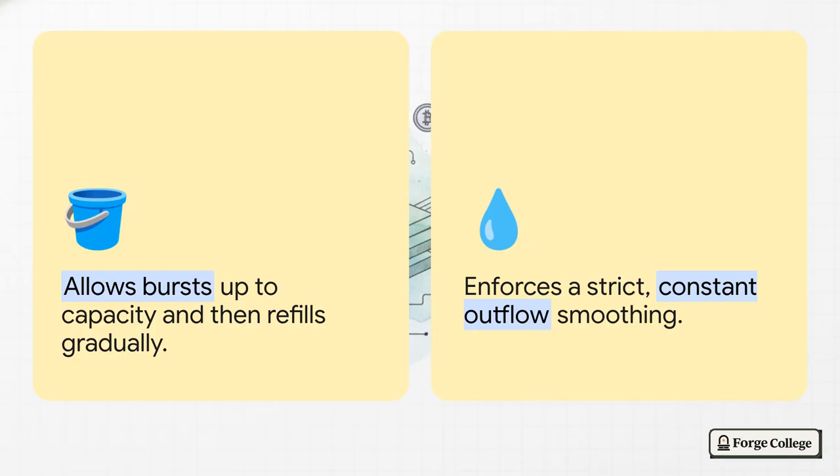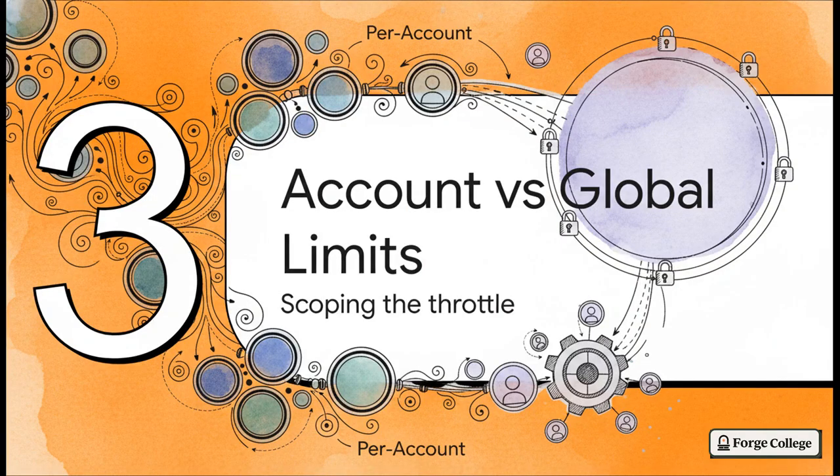On the flip side, we have the leaky bucket. This one is your strict disciplinarian. It enforces a constant, smooth drip, drip, drip of transactions, no matter how much volume gets dumped in at once. For most smart contracts, where your legitimate users might naturally submit a few transactions pretty quickly, the token bucket is usually the go-to choice.